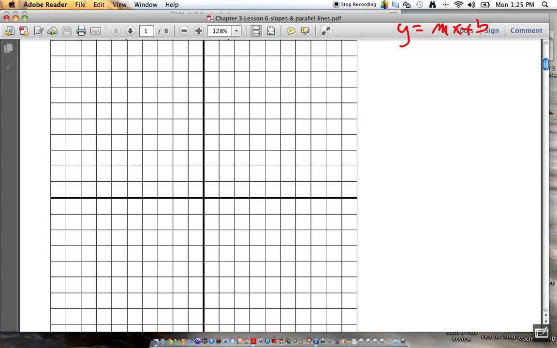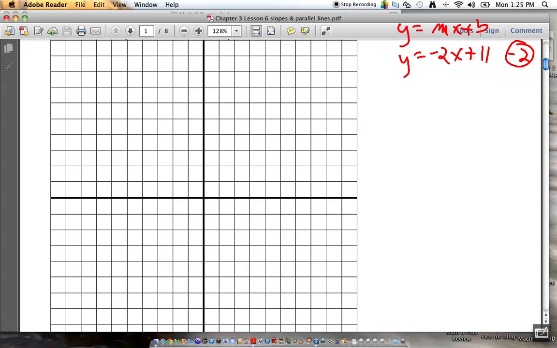So the general equation of a line is y equals mx plus b. We've been over this a bunch. What does m stand for? Slope. What does b stand for? Y-intercept. Good. So when I write the line y equals negative 2x plus 11, and I ask you what the slope is, the answer is negative 2.